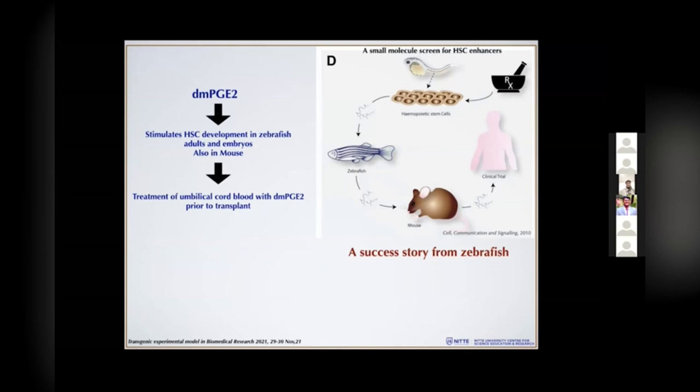So we talked about so much of drug discovery. This is one example, in which the discovery happened in fish, and this is actually being used now. It is used for treating umbilical cord blood with this DMPGE2 prior to transplant. What this drug does is enhance hematopoietic stem cell development. So when you take the umbilical cord blood, you can treat it, and it enhances the capacity of this cord blood to have more hematopoietic stem cells, and then it can be given to the transplant patients. So this is being used at the moment.